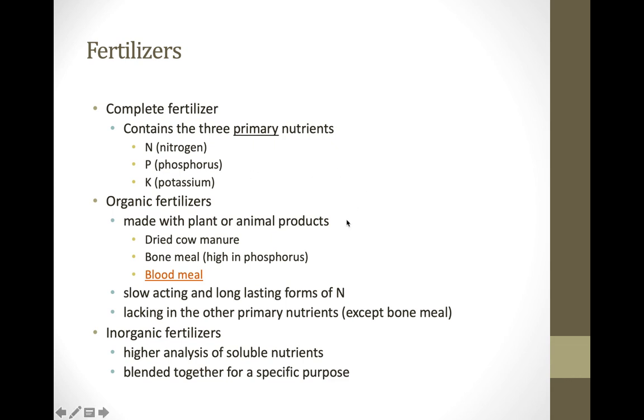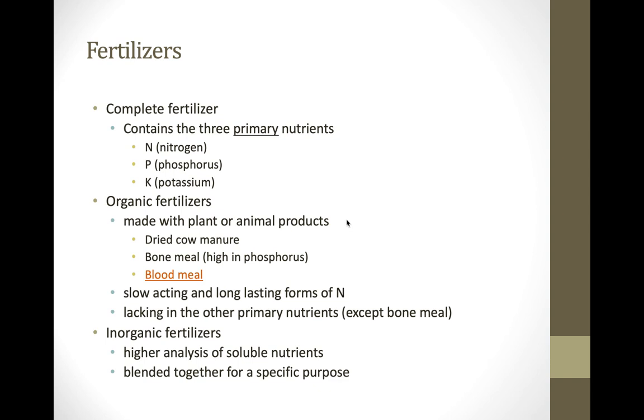Organic fertilizers are typically going to be fertilizers that are made with some sort of an animal product or byproduct. This is what we're doing with our aquaponics system that we have in the greenhouse. We are using the wastewater from catfish in order to grow the plants in our aquaponics system. So whenever we're using animal products or byproducts, that's when we're talking about organic fertilizers.